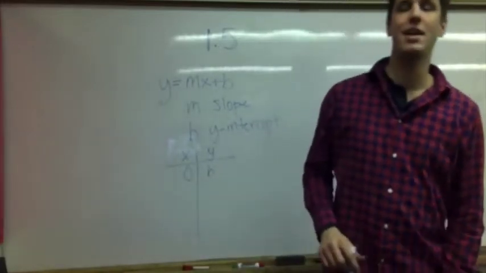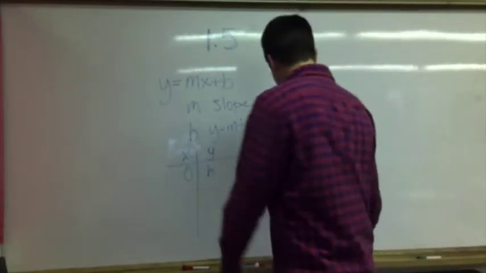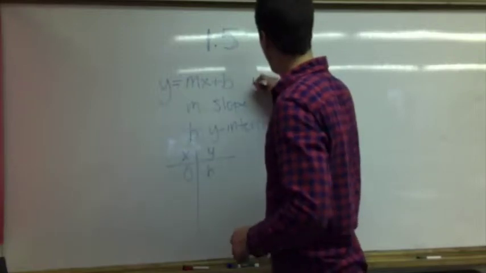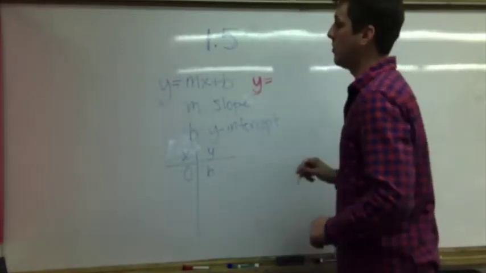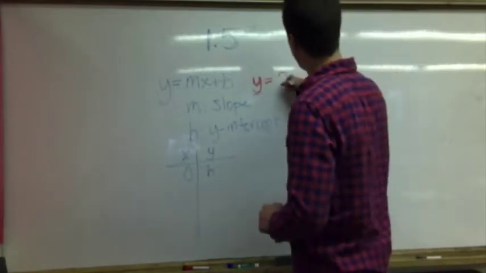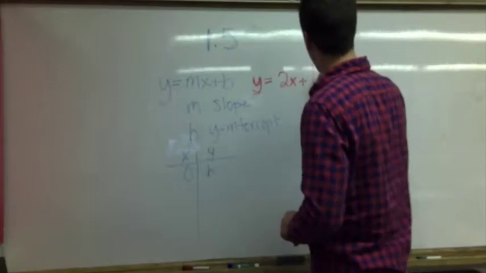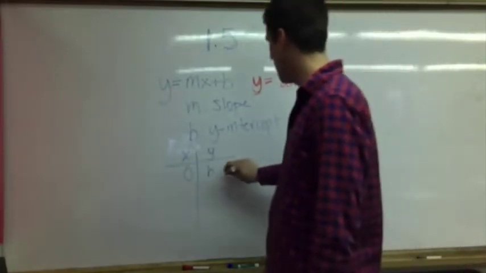And if I were to write an example for this, suppose that my example is y equals 2x plus 1. That would mean where x equals 0, y equals 1.